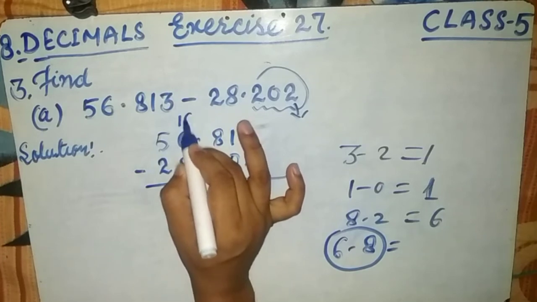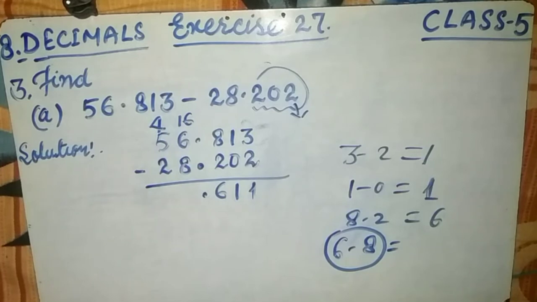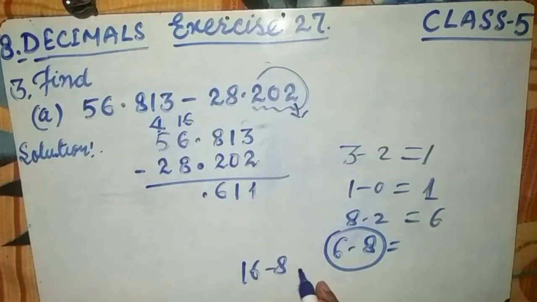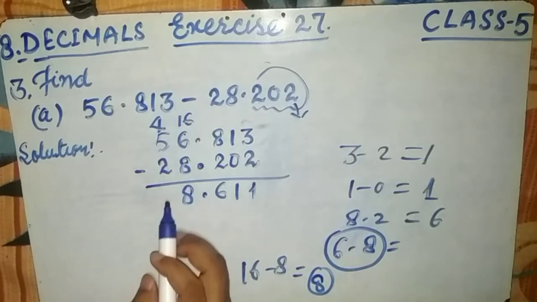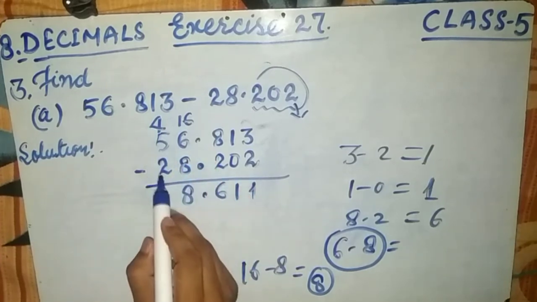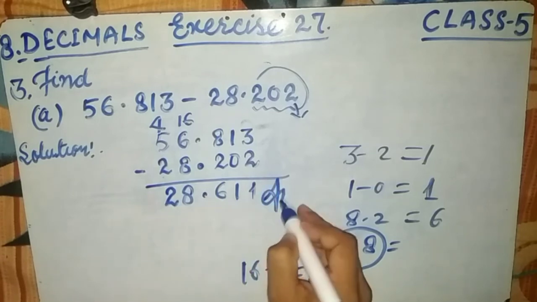Remember, it becomes 16, and this 5 became 4. Now 16 minus 8 is 8. So here is 8. Now the real number is 4, because 5 is raised. Now 4 minus 2 is equal to 2. This is your final answer. I hope you will be clear.